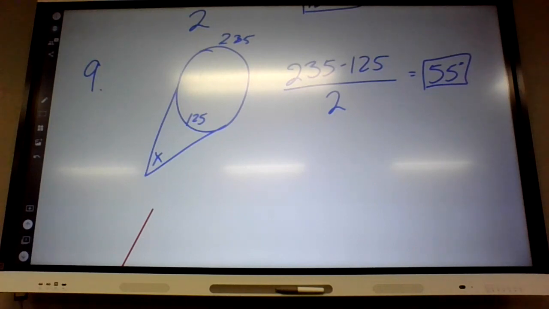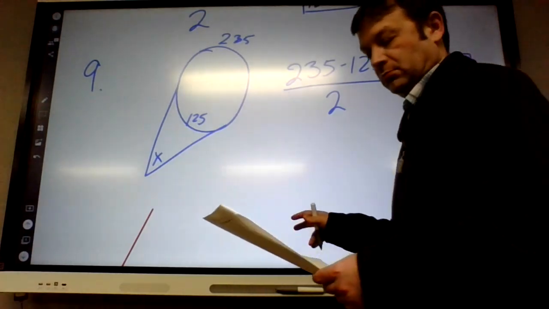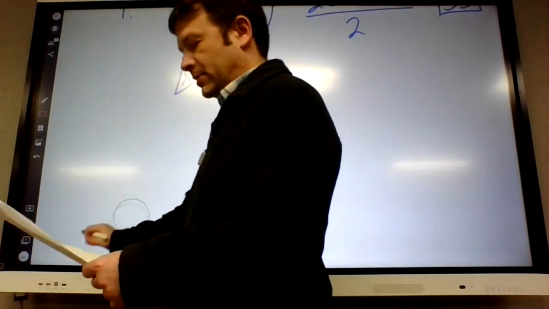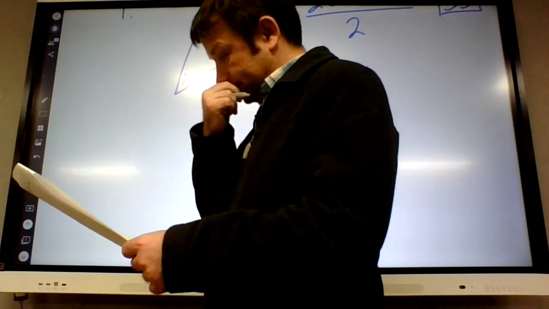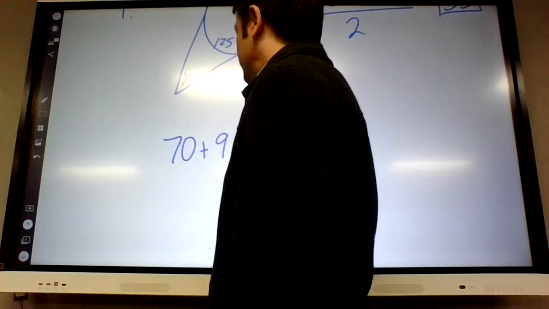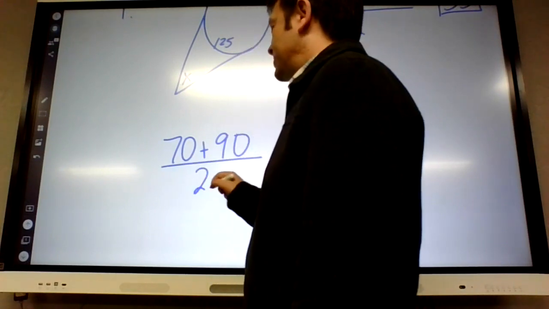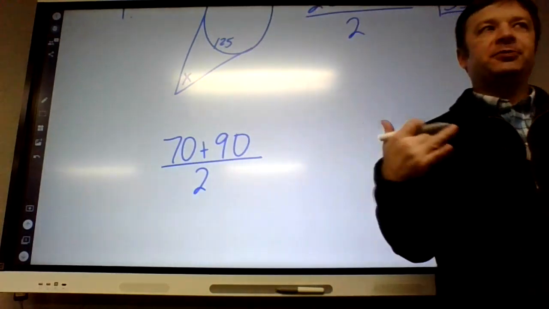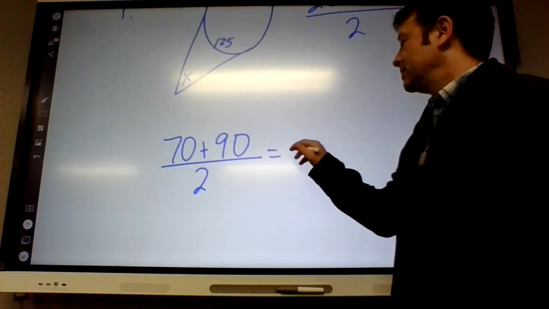Number 11. Willow, does that look more like number 9 or more like number 7? So how did we do 7? You add it and then divide by 2. Add and divide by 2. Well, adding and dividing by 2 is the average. What's the average of 70 and 90? Like what's right between 70 and 90? 80.